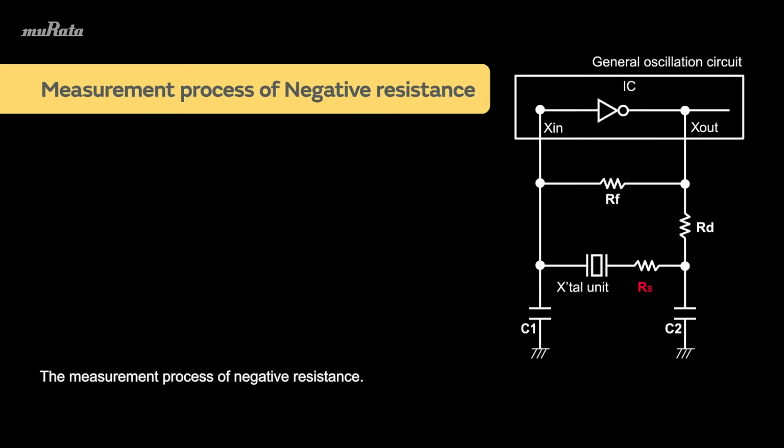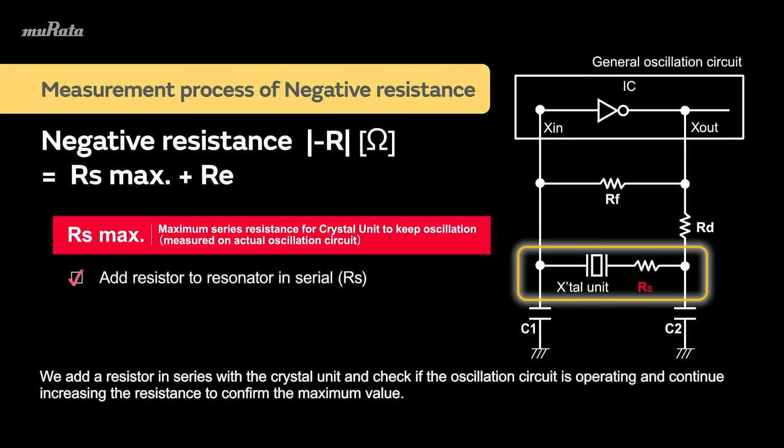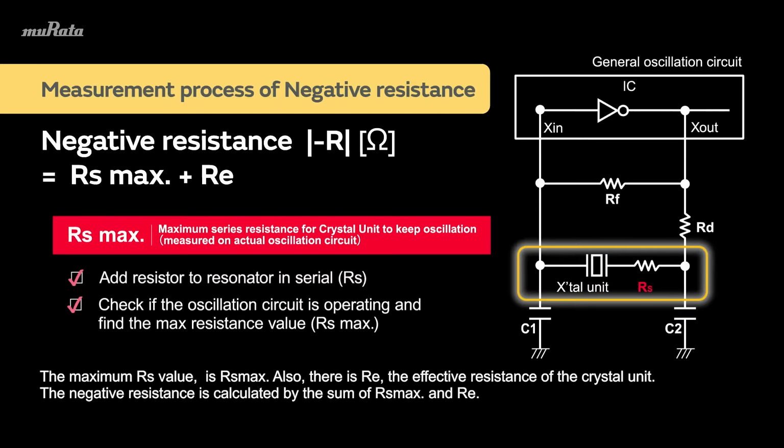The measurement process of negative resistance. We add a resistor in series with the crystal unit and check if the oscillation circuit is operating, and continue increasing the resistance to confirm the maximum value. The maximum RS value is RS max.